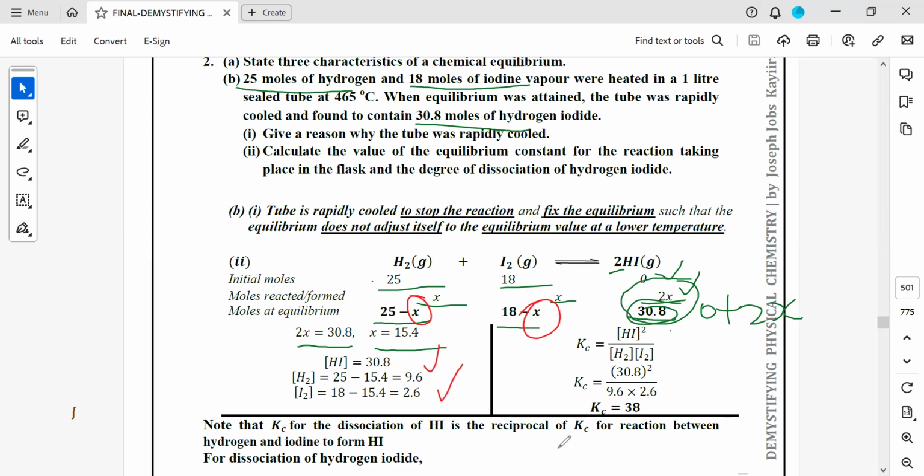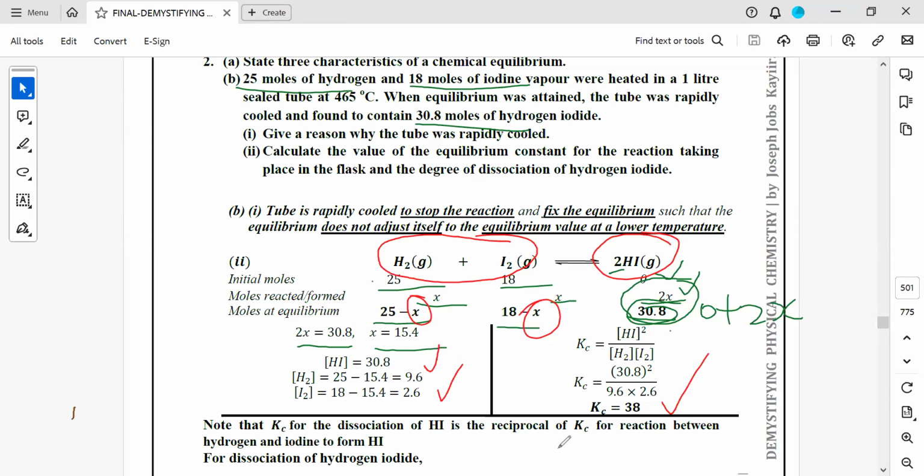Then we are able to get the Kc as the concentration of the product over the product of the concentrations of the reactants to their appropriate powers. When you feed in, you get your Kc as 38 point some values, which most of us didn't round off, but the value of Kc at that point would be 38.